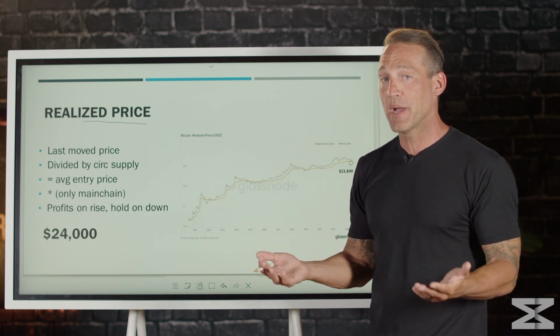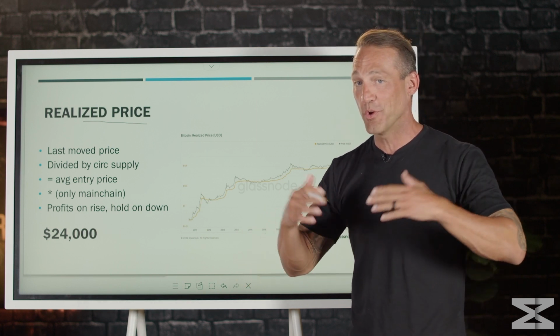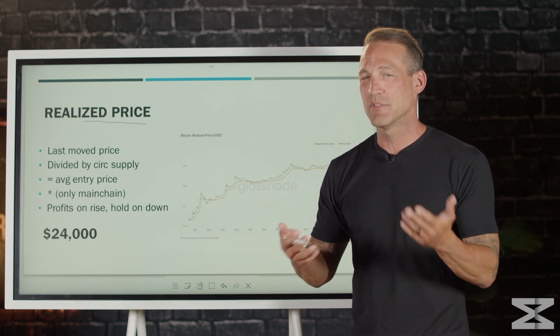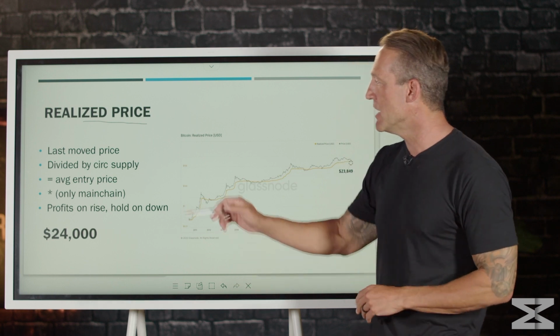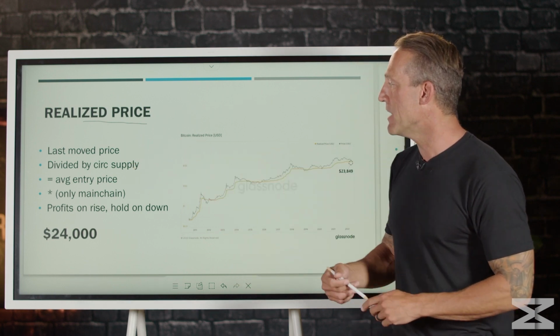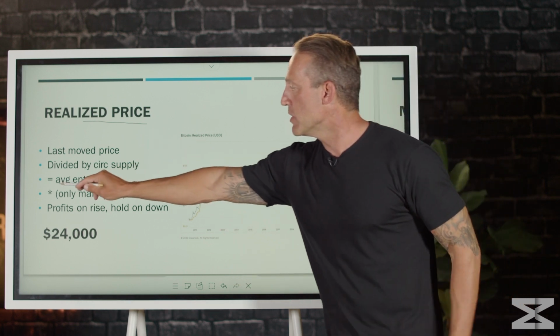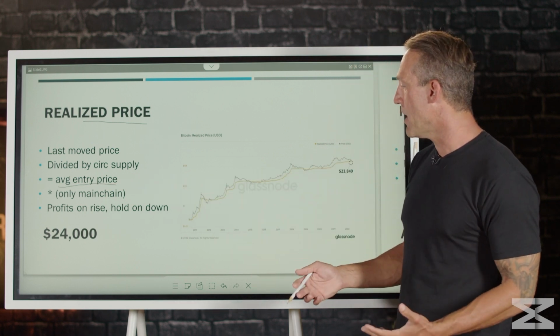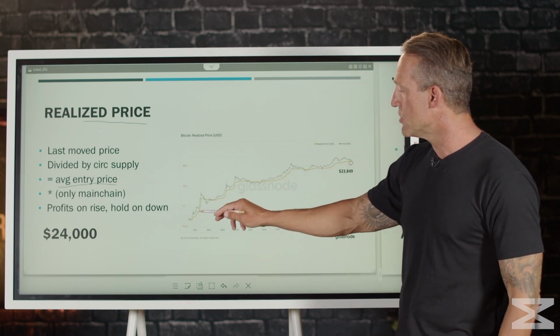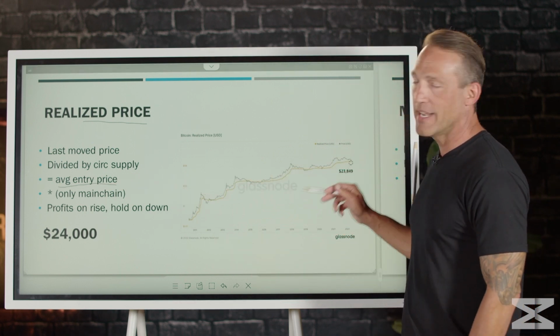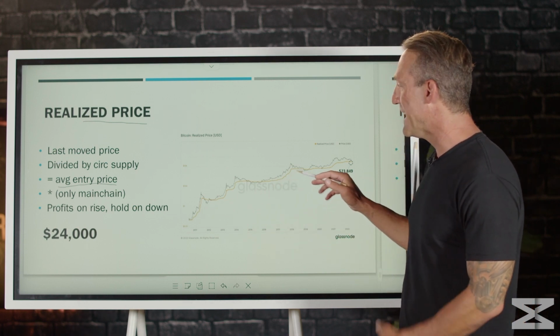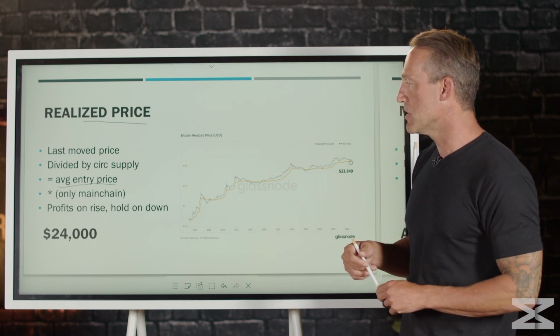So we look at what the price was the last time it was moved, and then we take that and we divide it by the circulating supply. So with Bitcoin, we know there will never be more than 21 million. There's about 19 million in circulation today. So we take that last move price divided by the circulating supply, and we get the average entry price. And that's what we can see on this chart right here. So the gray line is the price of Bitcoin. The orange line is this realized price that we're talking about.